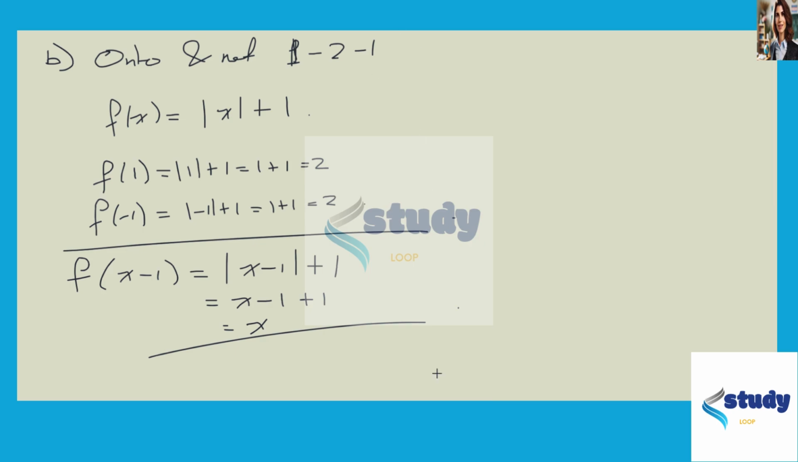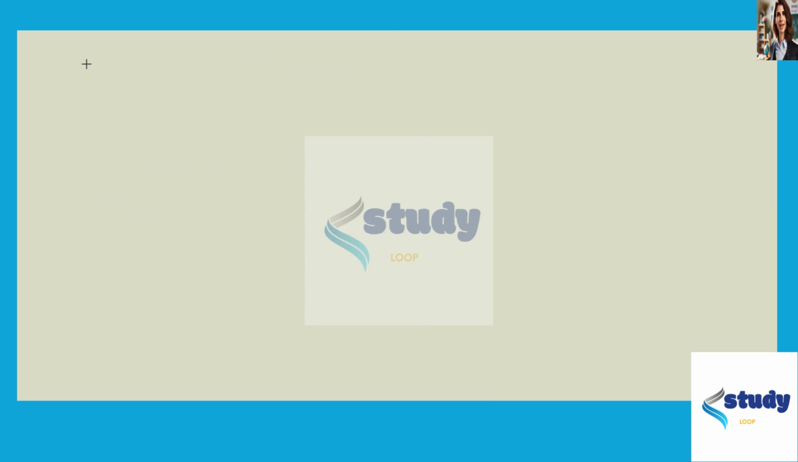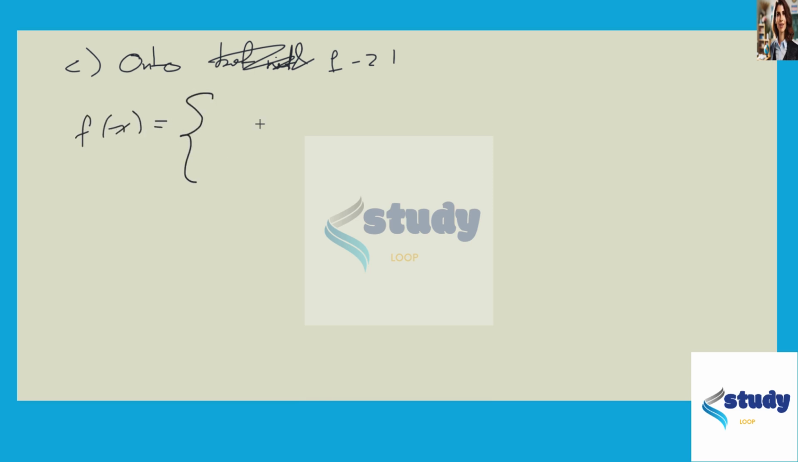Now, for C, onto but not 1-to-1, and 1-to-1. So in this question, we'll use f of x is equal to 2x when x is greater than 0, and absolute value of x plus 1 when x is less than or equal to 0.